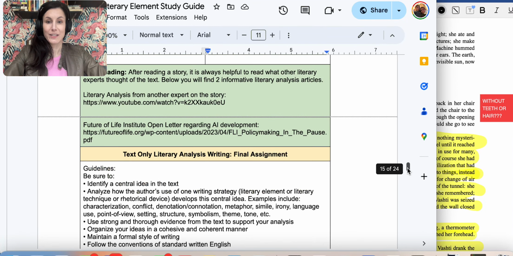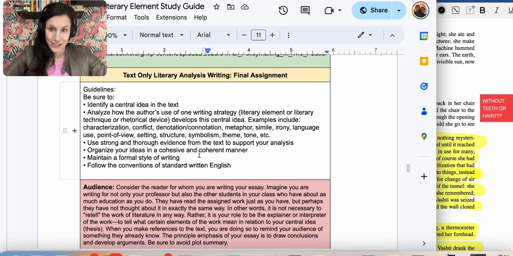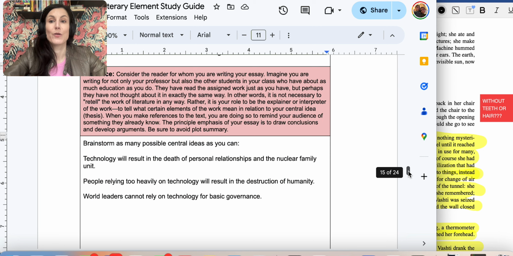So, we will explore a text only literary analysis for The Machine Stops. Now, this would mean that we are going to identify a central idea and then talk about how one writing strategy, so those would be all the literary elements that we've just been going over, develops the central idea. And remember that your audience is going to be someone who has already read the story, so we don't really need to summarize it too much.